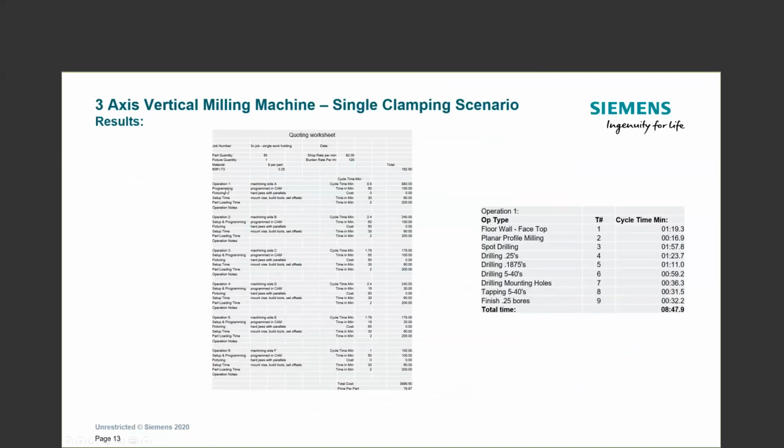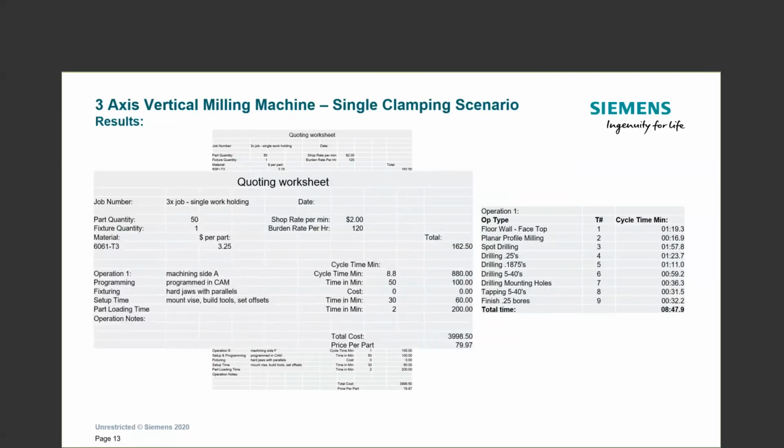So now instead of having just operation 1 and 2, we have operation 1, 2, 3, 4, 5, and 6, right? Because we have 6 studs. So certainly you'll notice the worksheet is a little bit larger, but let's zoom in here and take a look at the interesting numbers. Here we see for a part quantity of 50 units, fixture quantity of 1, we have the same cost per part, so $3.25. We do have a difference right here in the burden rate. Remember that the 3-axis facility is going to have a lower burden rate than the 5-axis facility.